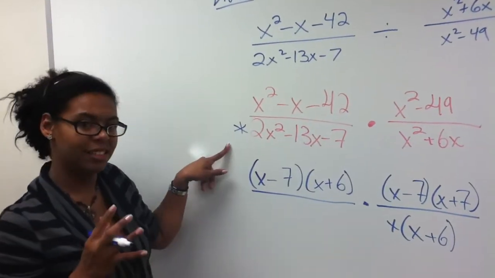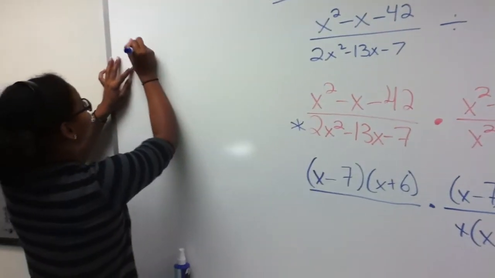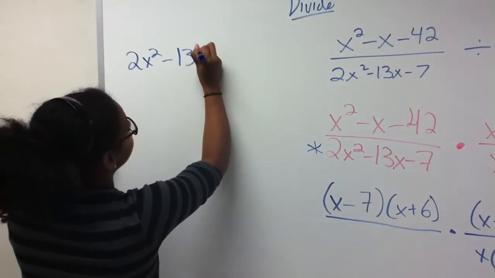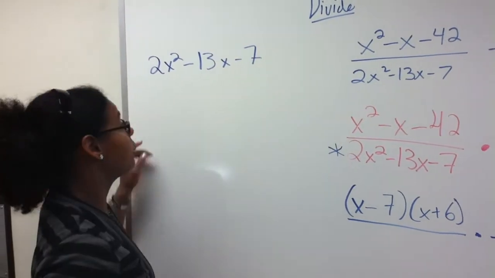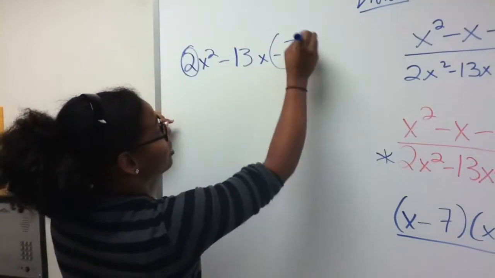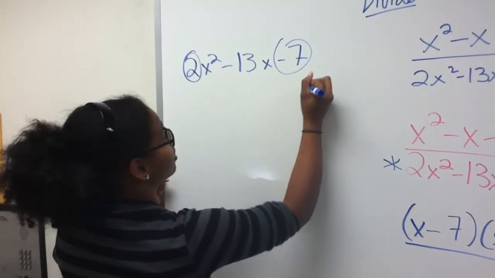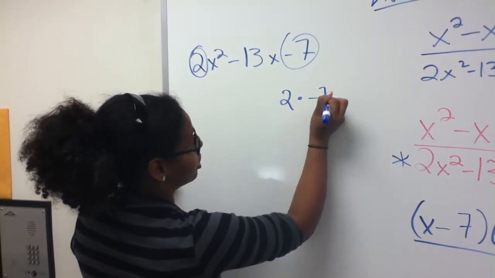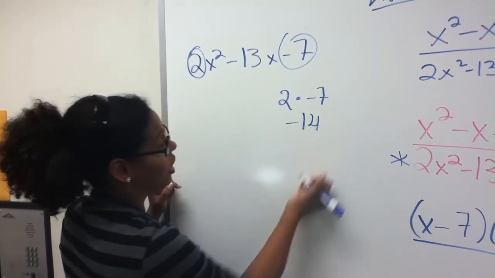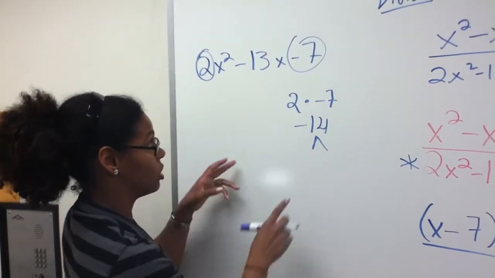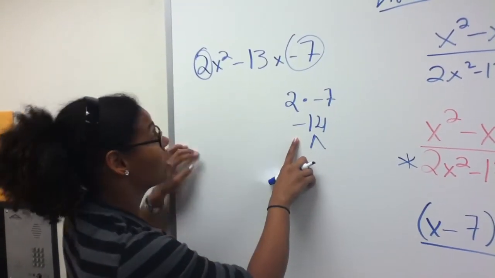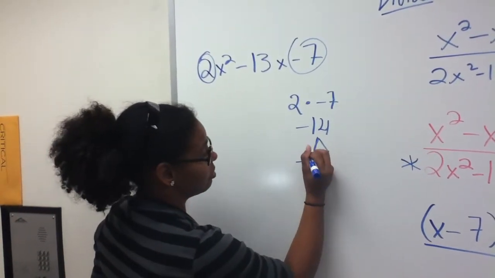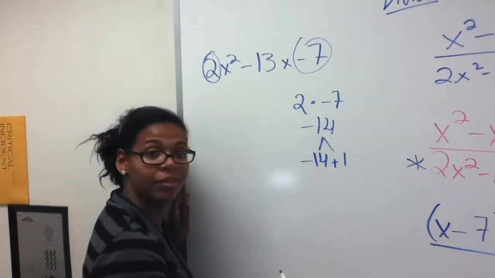And now we come back to this tougher problem. So I'm going to turn this into a factoring by grouping problem. Now when we do that, I'm going to take these two numbers and multiply them together. So I'm going to get 2 times negative 7, which comes out to negative 14. Now I need two numbers which multiply to negative 14 and add up to negative 13. So this one's not too bad. This is going to be negative 14 plus 1.